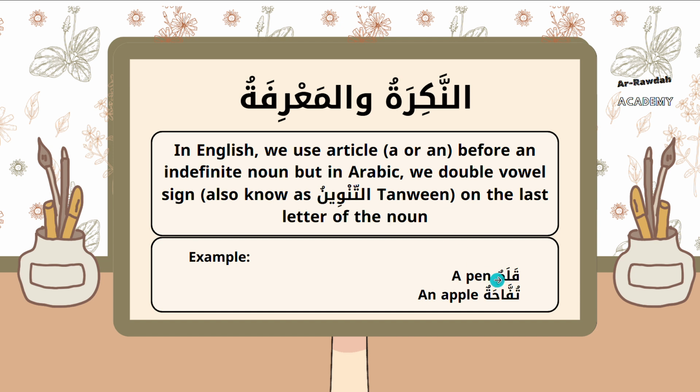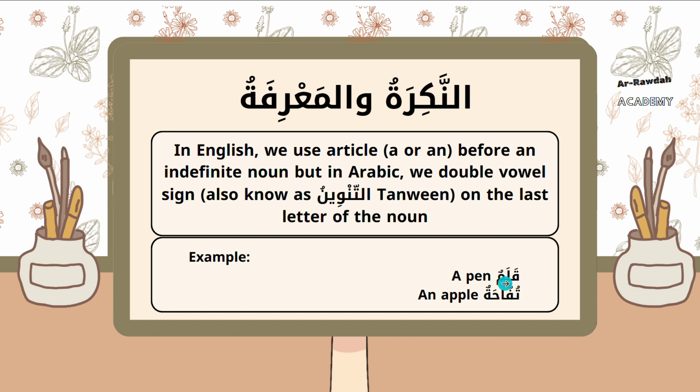So when the vowel sign on the last letter of a word is doubled, that's what we call a tanween. So how do we express an indefinite noun in Arabic language? It's by adding a tanween on the last letter of a word. And nothing is going to be attached to the word from the beginning. It starts from the first letter of the word itself.